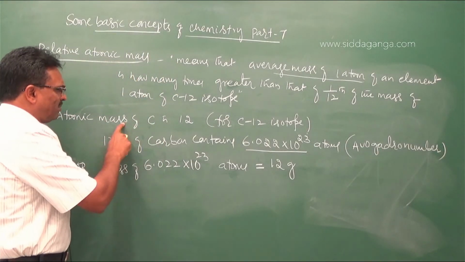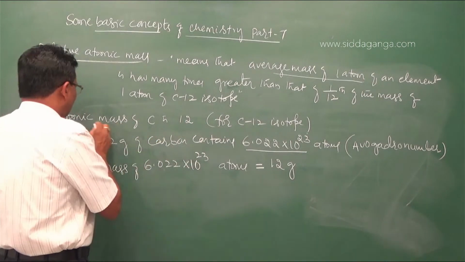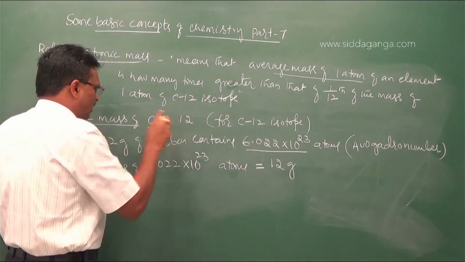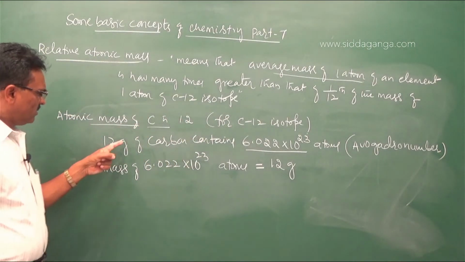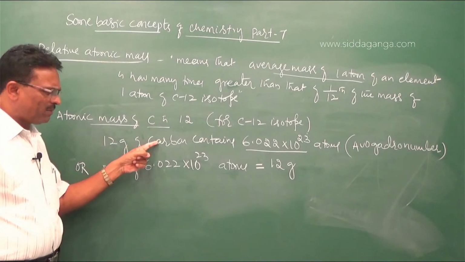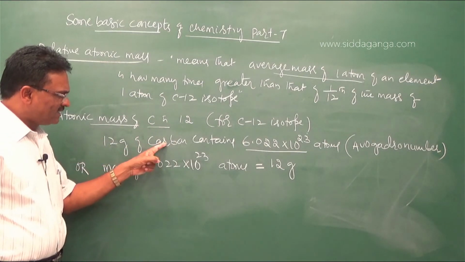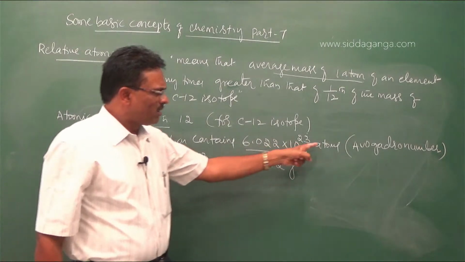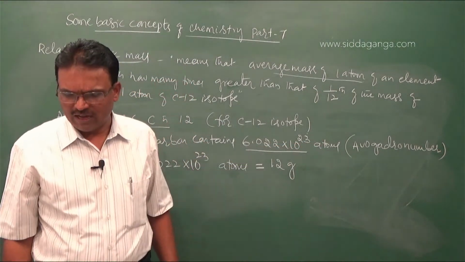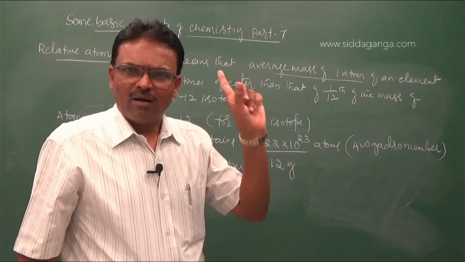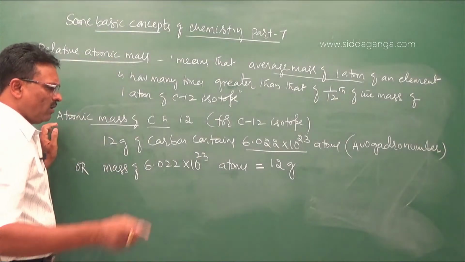12 is the atomic mass of carbon. So the atomic mass of carbon is 12. 12 gram of carbon contains Avogadro number of atoms.